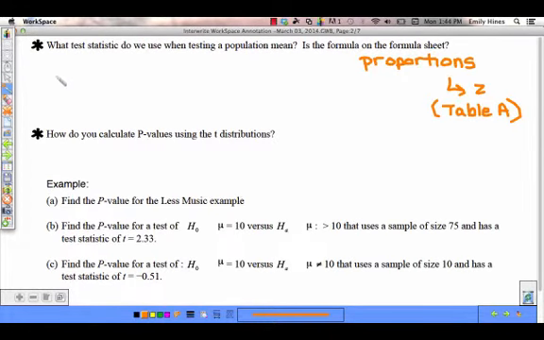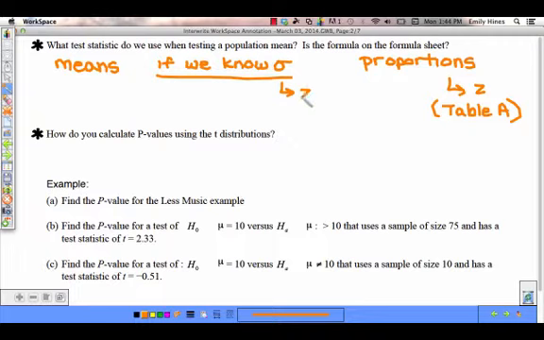With means, it depends. If we know the population standard deviation, and that's the population standard deviation, not the sample one, not the standard deviation of the sample means from the sampling distribution, this is the population one here, then we can also use Z in table A.